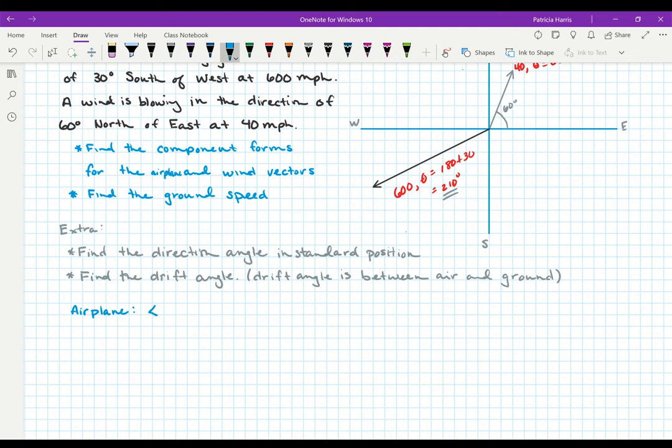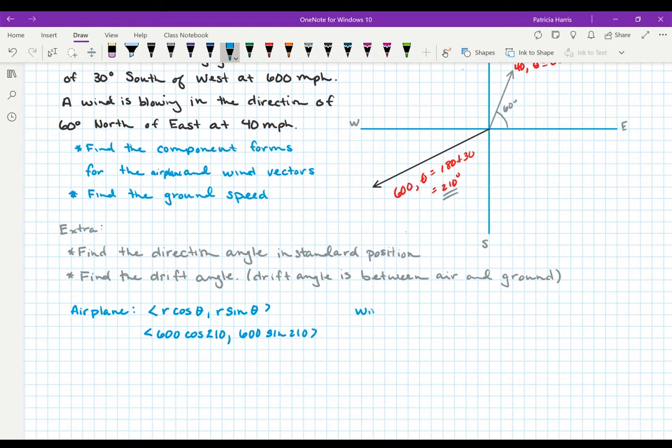Remember your formula is your magnitude times cosine of your direction angle in standard position, and then magnitude, or speed, times sine of your direction angle in standard position. So let's tackle the airplane first. We have 600 cosine of 210 degrees, and then 600 sine of 210 degrees.